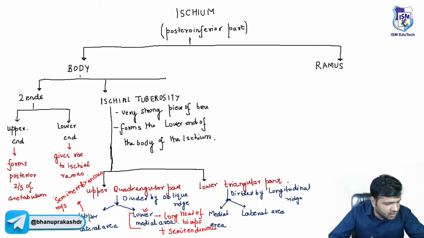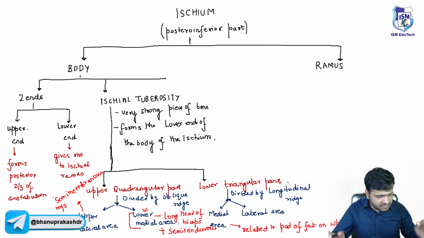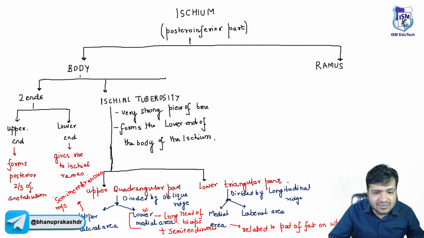Now coming to the triangular area. The medial part of the triangular area is related to a pad of fat. It is a layer of pad of fat on which we sit, like you are sitting in your normal position now. So the pad of fat is attached to this medial area, the lower triangular part.